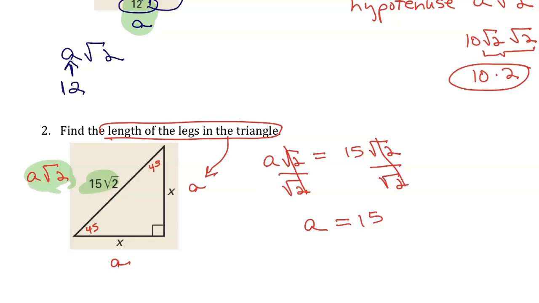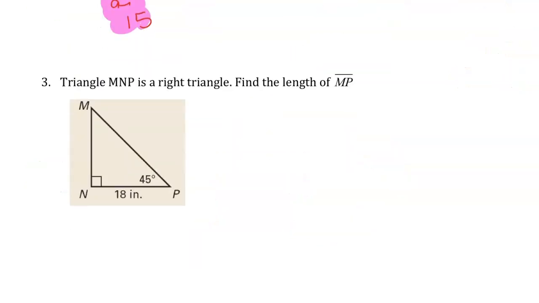Find the lengths of the legs of the triangle. That's the sides that I put the A's on. That's where the X was. And we just found out that they're both 15. And I would expect that they're both the same because I knew it was an isosceles triangle. Okay, so 15 is my length because the length of the legs are my A's, and I just solved my A to be 15. Okay, let's keep going.